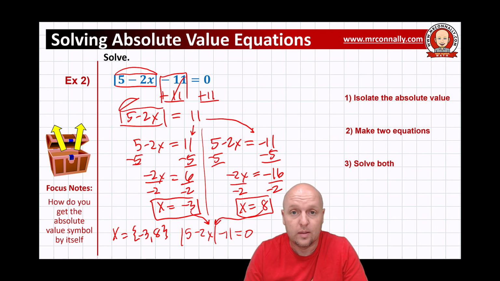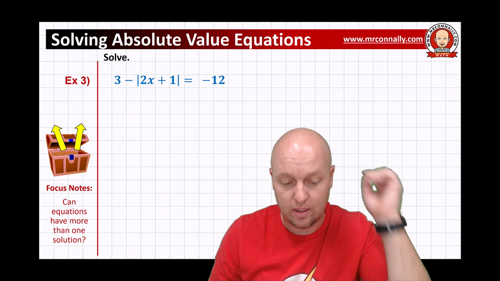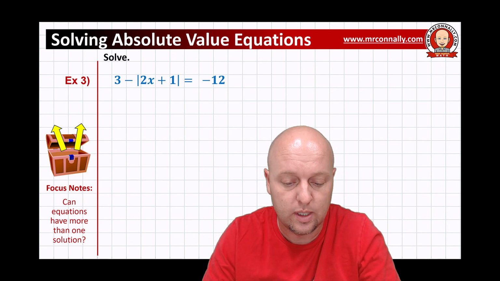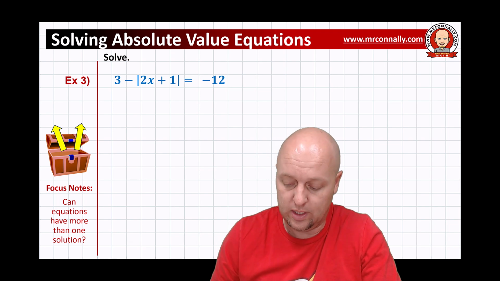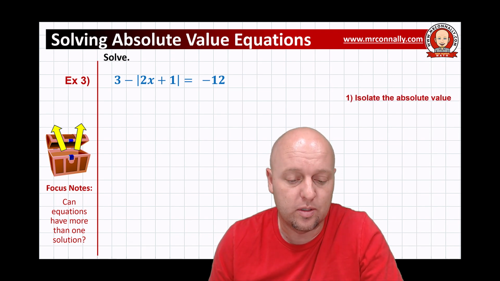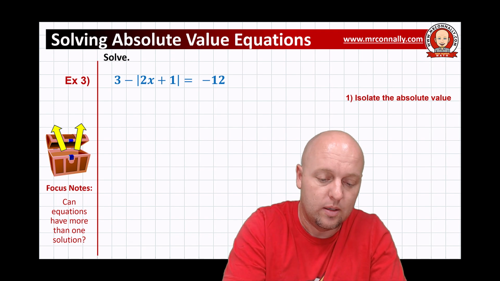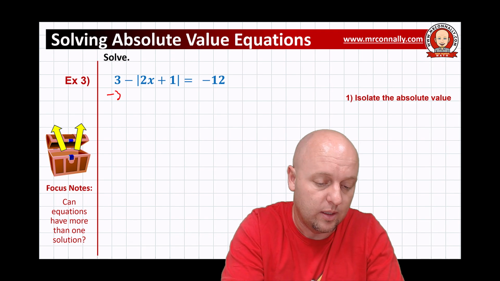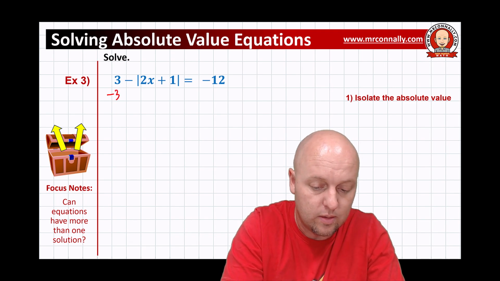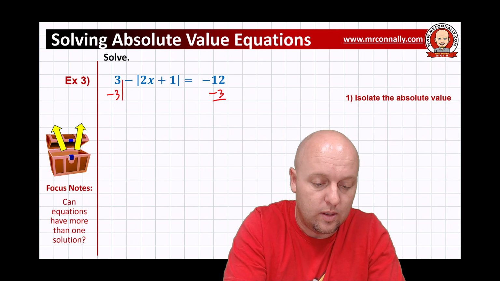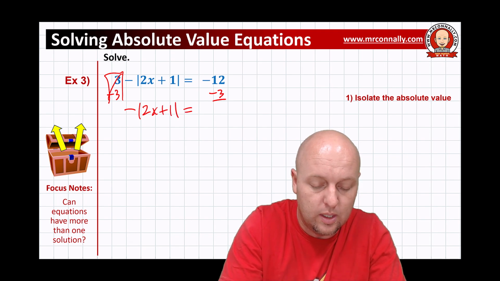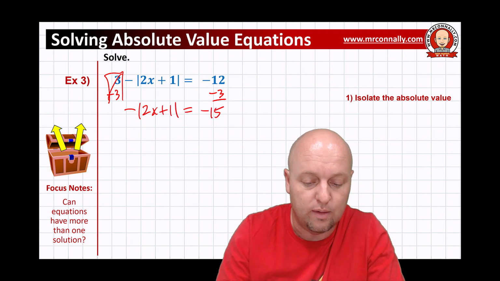All right, so let's try another one. Example 3: 3 minus the absolute value of 2x plus 1 equals negative 12. Okay, so again, our first step is we want to isolate the absolute value. So in doing that, we see that there's a 3 minus in front of that. We can just subtract the 3 from both sides. And that cancels. We get the opposite of the absolute value of 2x plus 1 equals negative 15.